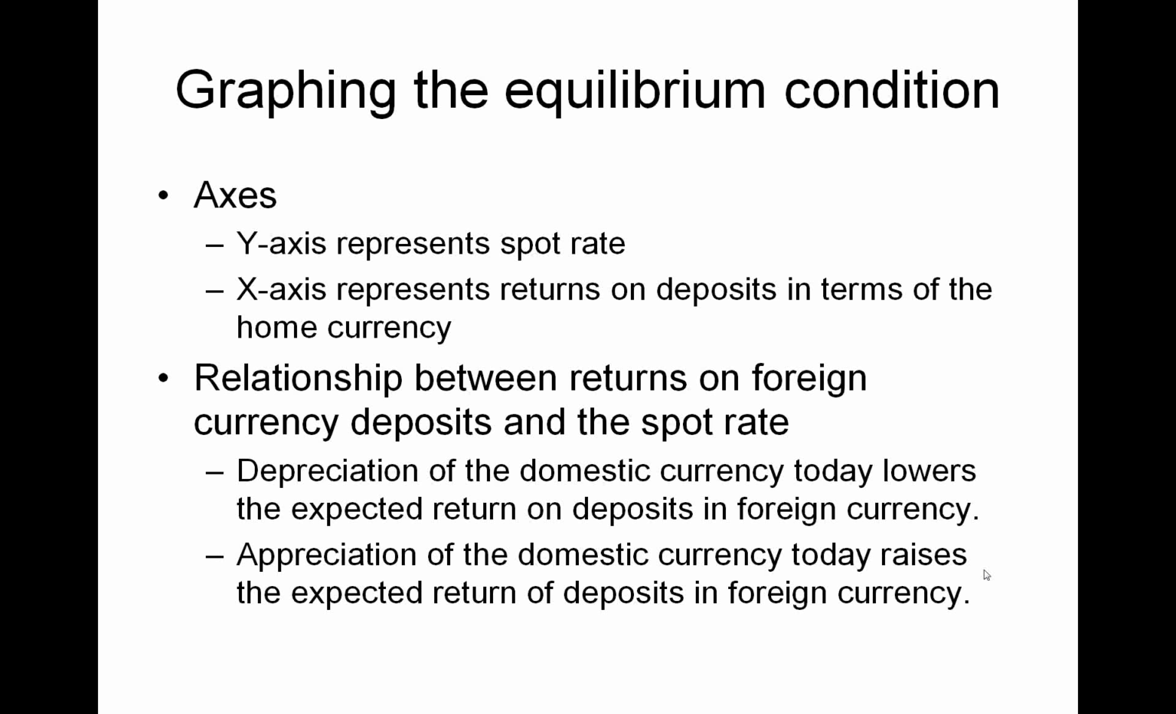So next, we'd like to graph this equilibrium condition. The axes in this case are, for the y-axis, the spot rate in the foreign exchange market, and the x-axis is going to represent the returns on deposits in terms of the home currency. The relationship between the returns on foreign currency deposits and the spot rate is negative. The depreciation of the domestic currency today is going to lower the expected returns on deposits in foreign currencies.